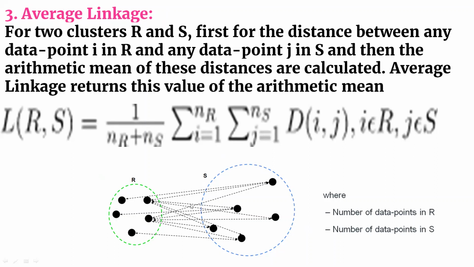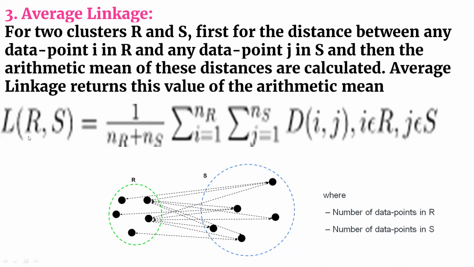Later on, what do you have to do? All the distances can be averaged. You will do the arithmetic mean. That is what average linkage is. The arithmetic mean of these distances will be calculated. So that is what it means.